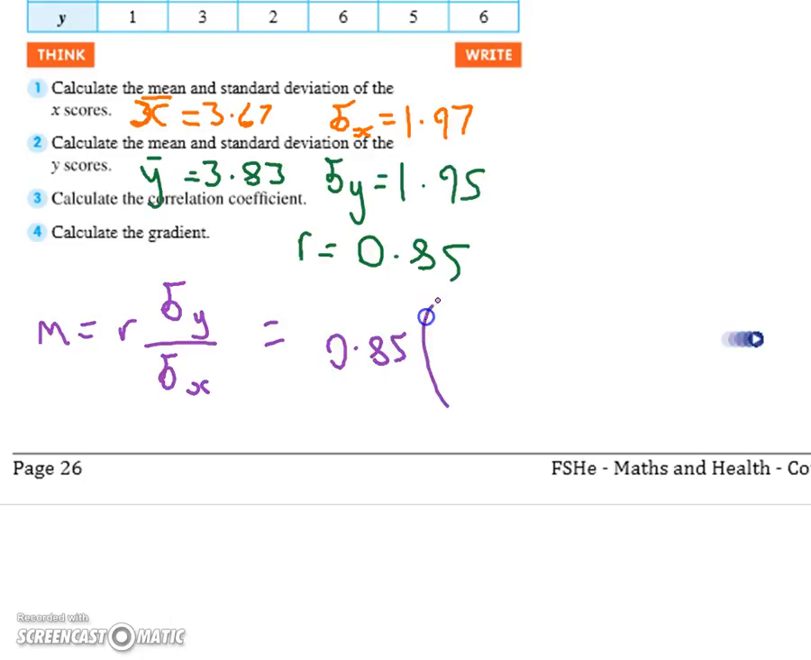You can write the times in, or I just put it in brackets. You can put that exactly as is into your calculator. I always write it down so you can put it straight into your calculator. Yes, because that's your delta y. Delta y over delta x, or standard deviation of y over standard deviation of x. Equals, yes. So that is our gradient.